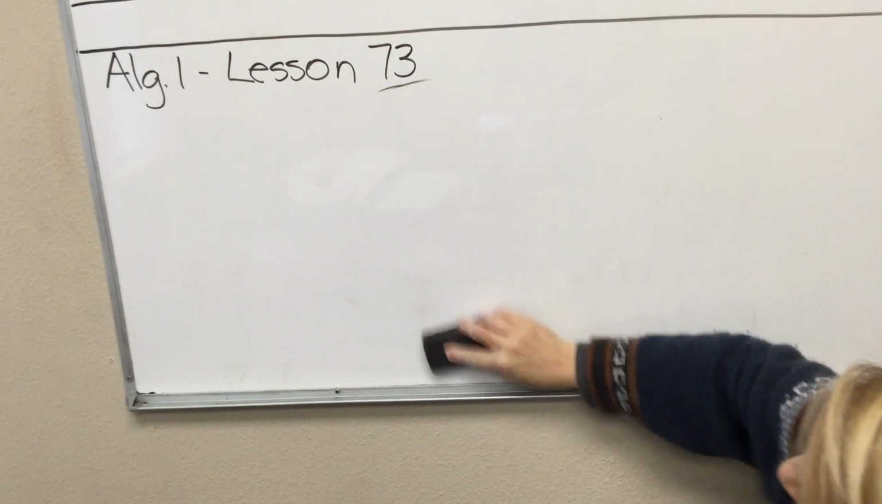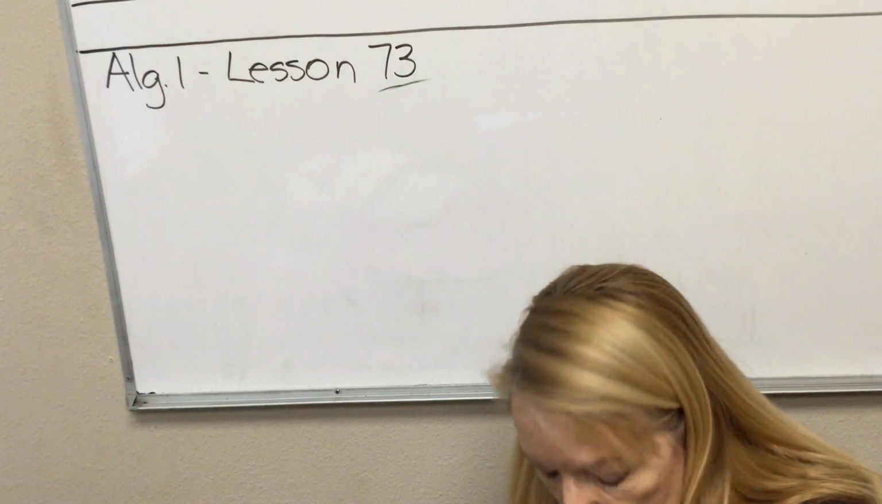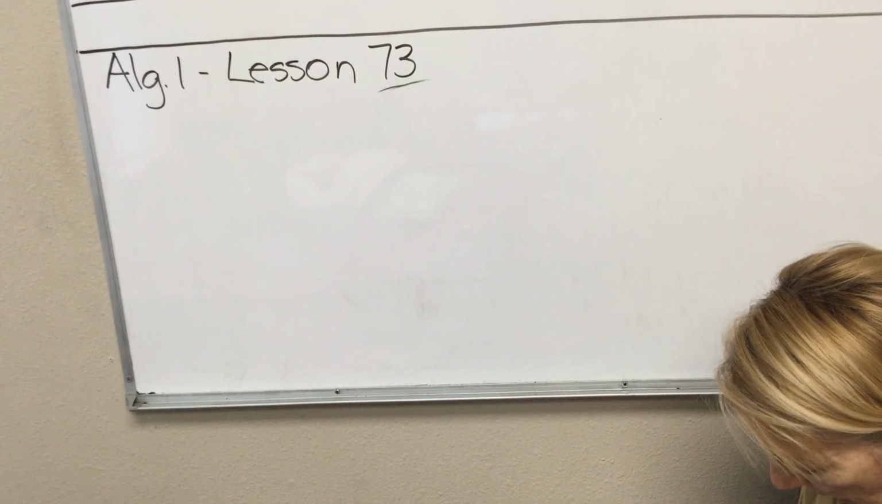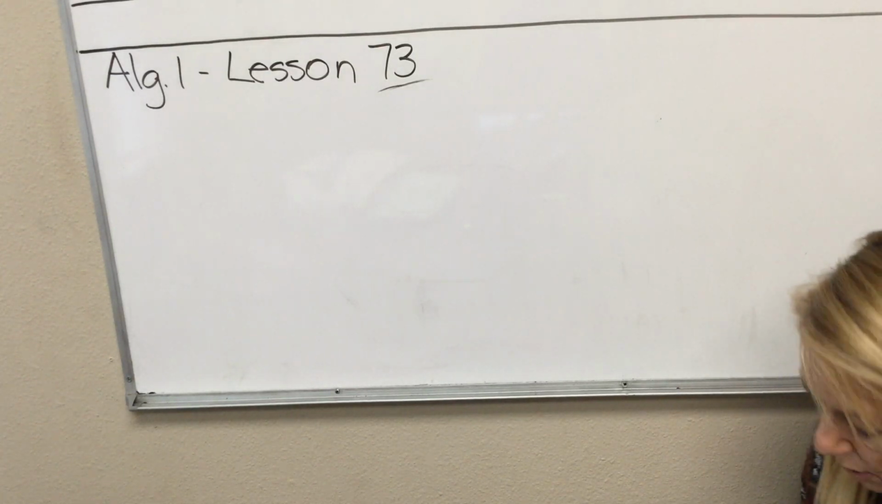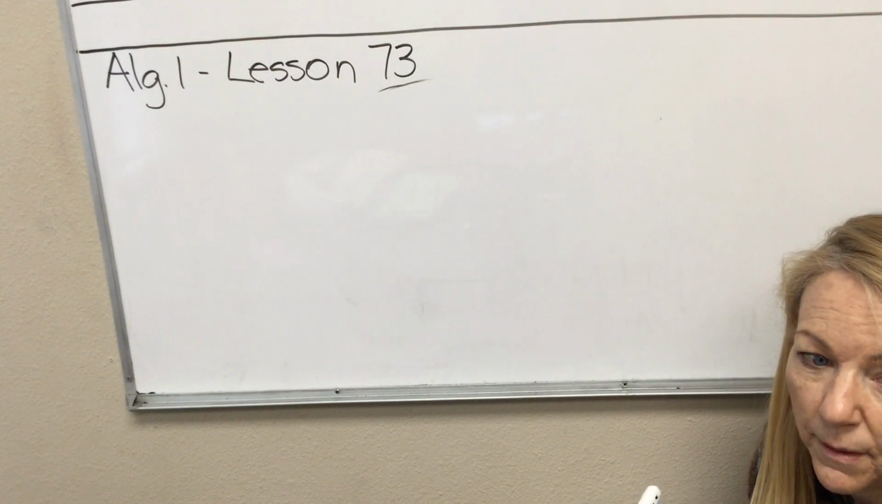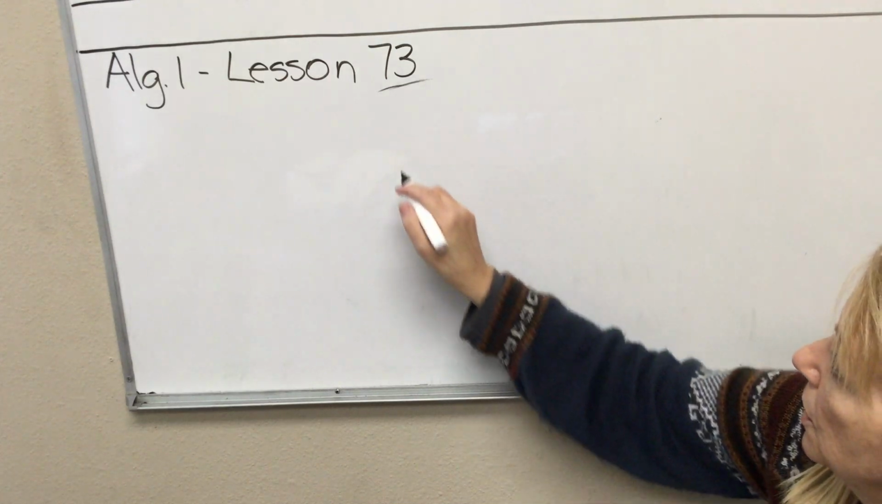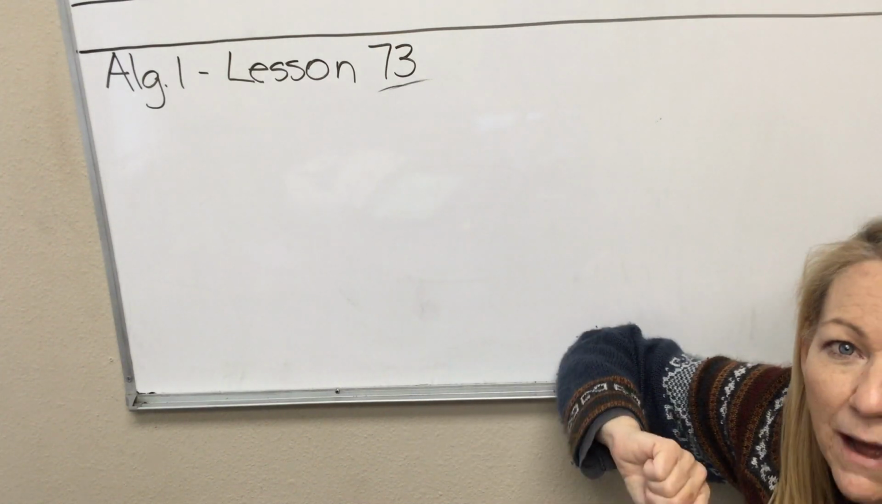So 73B is on probability without replacing it. And so what that means is, let's say I have a bag of marbles and there's 8 marbles, 3 black, 5 white. So the probability is out of 8 marbles, 3 are black and 5 are white.